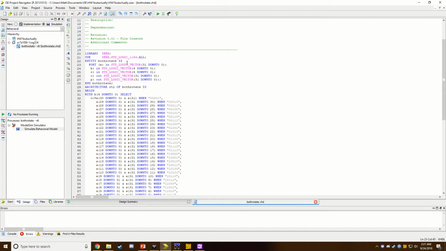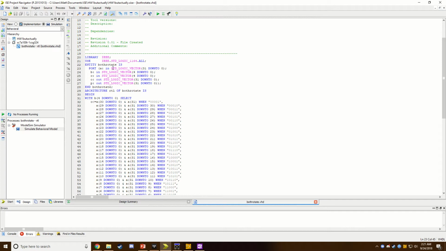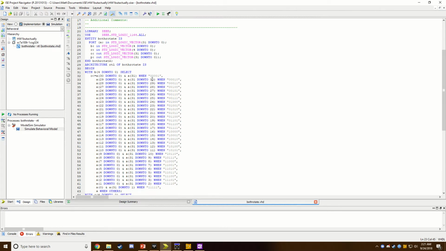Okay, so this is my code. It's just basic stuff, basically what we did in class, but I did a both rotate instead of a right or a left rotate. So what that means is there's one input for the 32-bit data that we want to rotate, and then we've got an input for how much we want to rotate it left, how much we want to rotate it right, and then an output that is left rotated and an output that is right rotated.